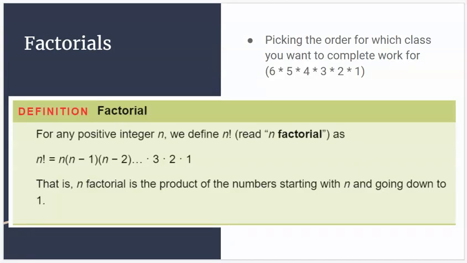So, in order to describe the second example, the one where you're completing work for classes, we use this thing called a factorial. So if we say n factorial, that is the number described with the n, multiplied by the number below it, and then multiplied by the number below that, until you reach 1. Okay, so you're going to start with the first number, and you're going to multiply by every number between that number and 1. In this case, we have 6 times 5 times 4 times 3 times 2 times 1, which we could also very well write as 6 factorial.